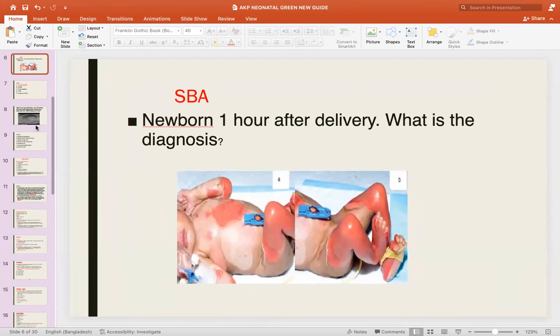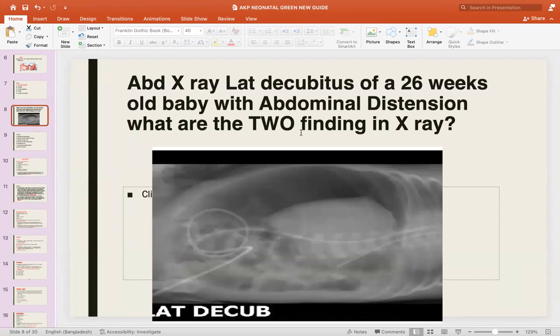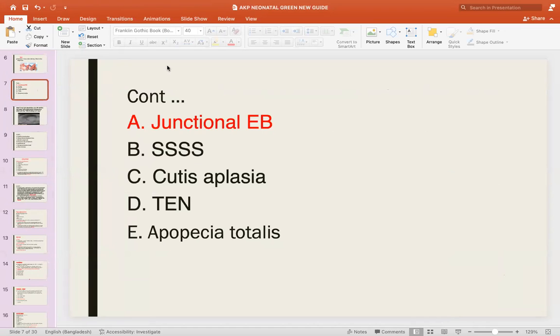I have a question. How can we distinguish between epidermolysis bullosa and congenital syphilis washerwoman hand? Because both can present at day 1 of the baby.